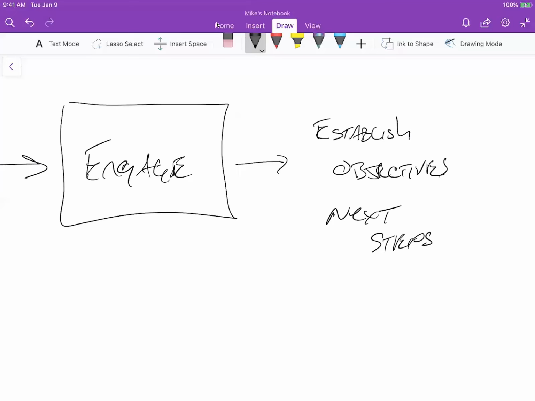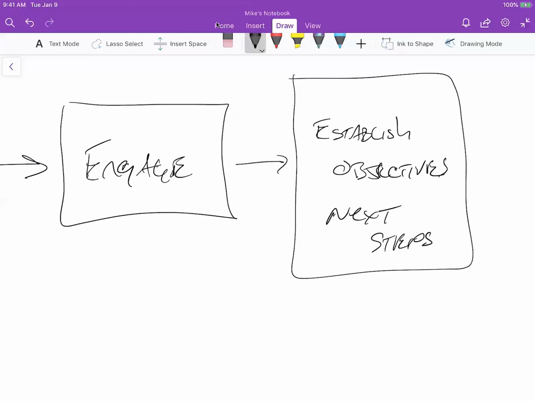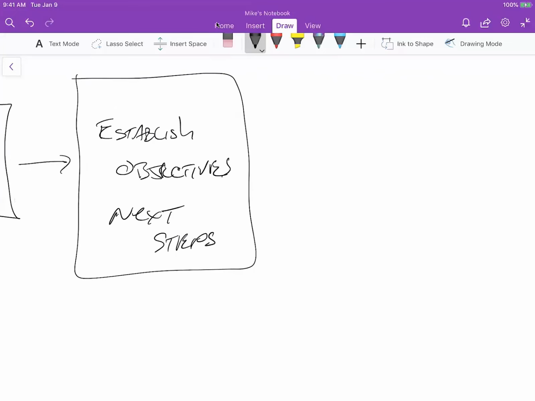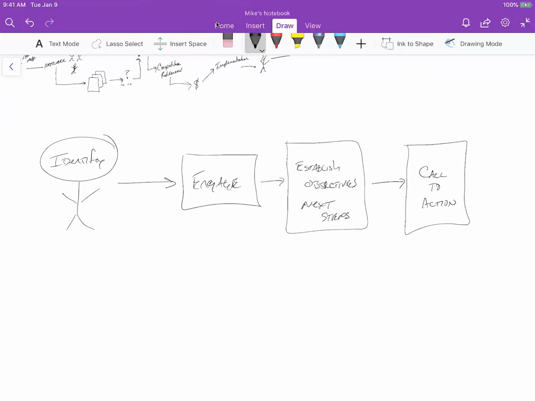So we communicate out to the prospect, we establish next steps, and then we call them to action. The next thing we do is we try to get them to move from where they are today to where we'd like them to be. So agree to a meeting, maybe accept that meeting invitation. So the next piece is call to action. Call to action is a bit more direct than this establish next steps piece, but as you can see, we've identified a person, we've engaged with them, we've established some general next steps or objectives, and then we've called them to action. And then this just loops right around where we engage with them again.